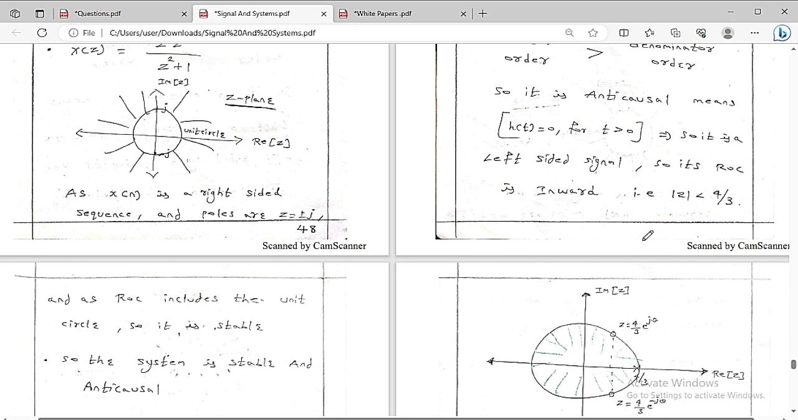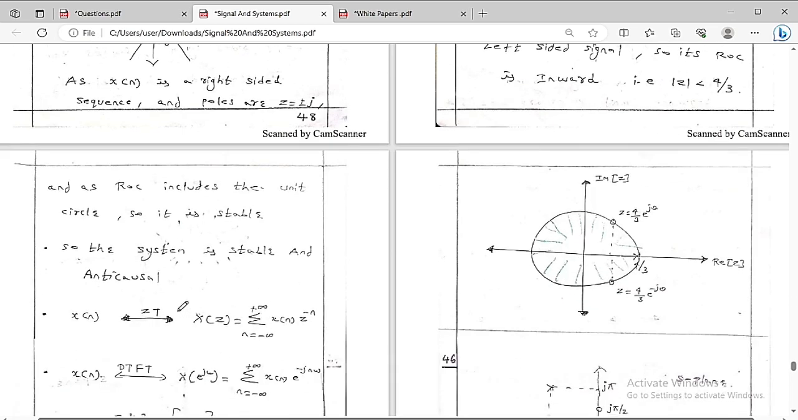the discrete-time Fourier transform is going to exist, which means the signal is absolutely summable, which means the system is said to be stable. So therefore, the system is said to be stable as well as anti-causal. Finally, I can say the given system is stable as well as anti-causal. Listen carefully. As the ROC is going to include the unit circle, what is the meaning of this?